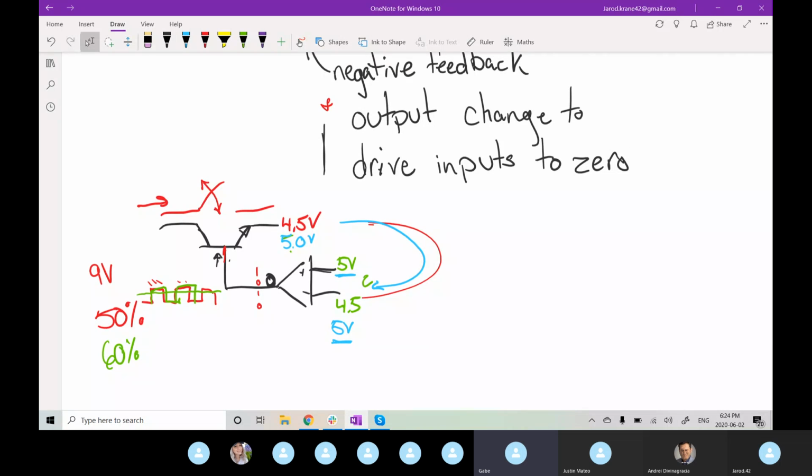This is for the linear regulator? Yes. I think the negative feedback definitely makes sense, but for the linear ones, they're not switching, right? Yes, they're not switching.